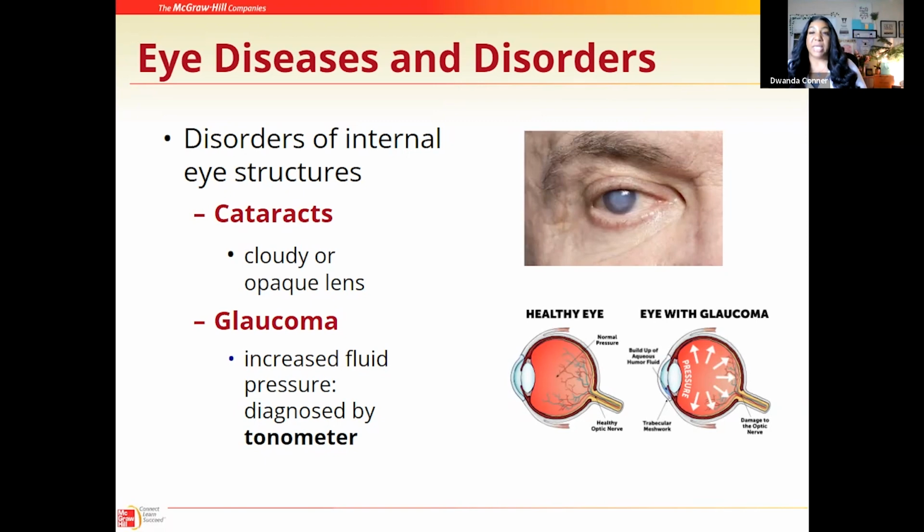Glaucoma is the next one down. Glaucoma is caused by increased fluid pressure. There is a tonometer that can diagnose this. The ophthalmologist has the ability to measure the amount of pressure that's behind the eye. And the pressure, as you can see here in this diagram, is what causes glaucoma. It also can impede vision over time.